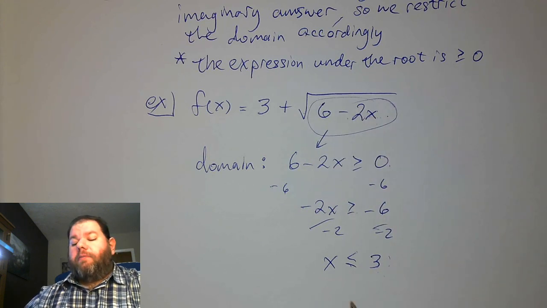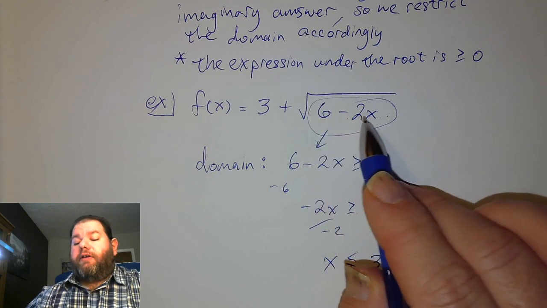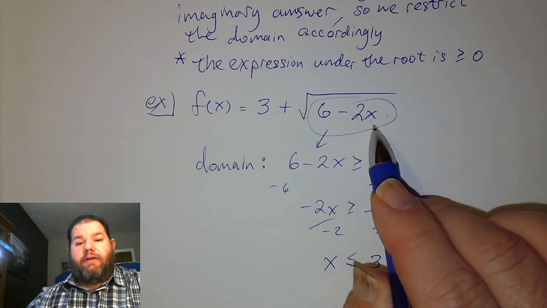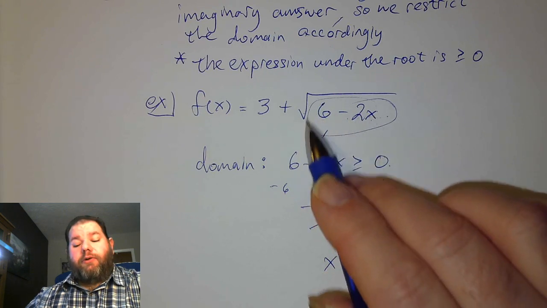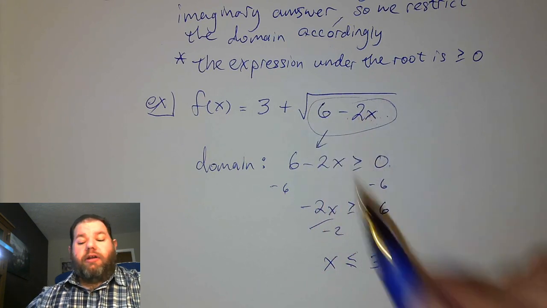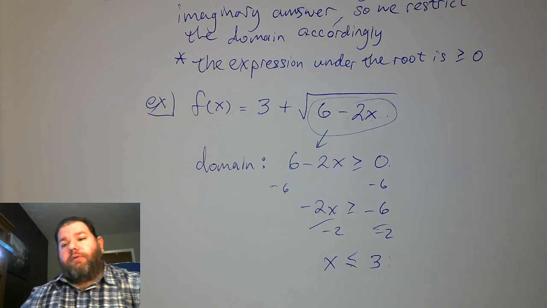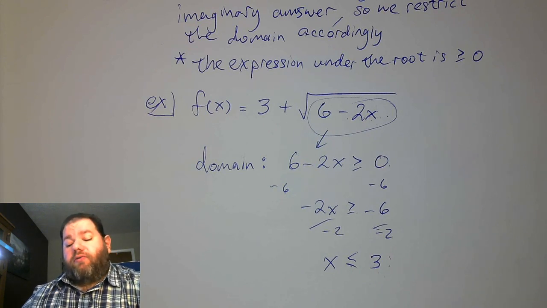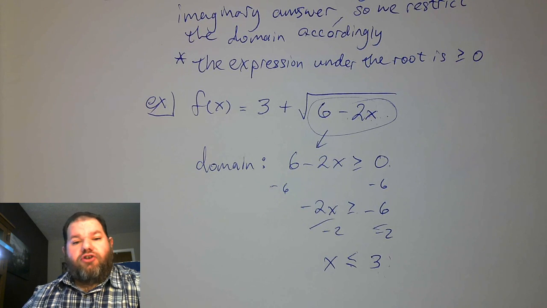But if we plug in anything larger than 3, like 4, for instance, 6 minus 2 times 4 is 6 minus 8, which is -2, and the square root of -2 is imaginary. And that's the imaginary case that we want to leave out of this. We don't want our domain to include imaginary numbers. We just want real numbers in our domain.